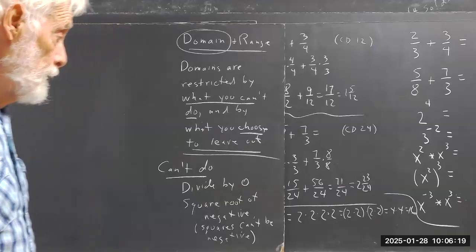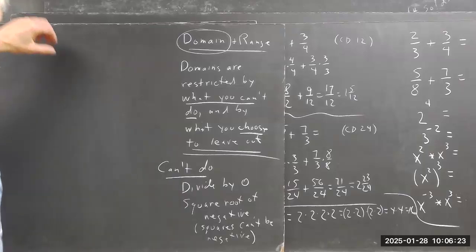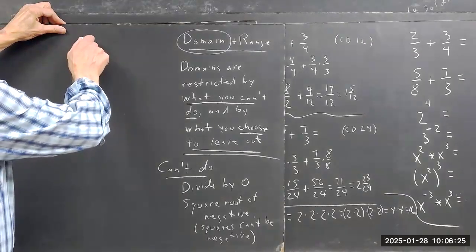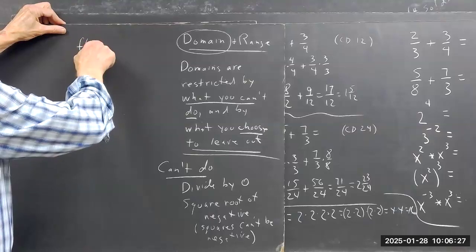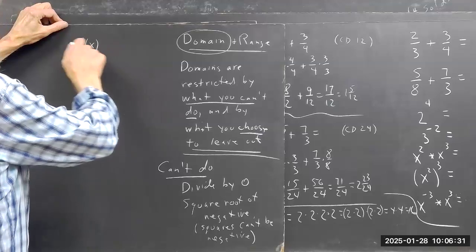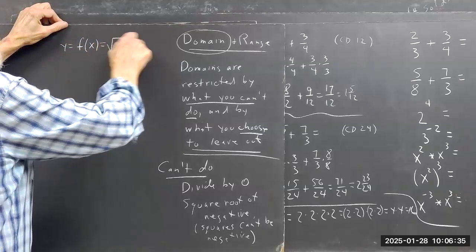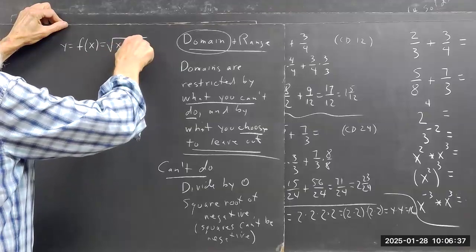Okay, so let's just take a few examples. Let's say you have a function. I have introduced function notation, even though I haven't assigned it. Let's say you have y equals f of x equals square root of x minus 7.